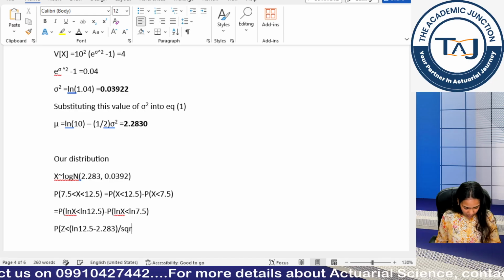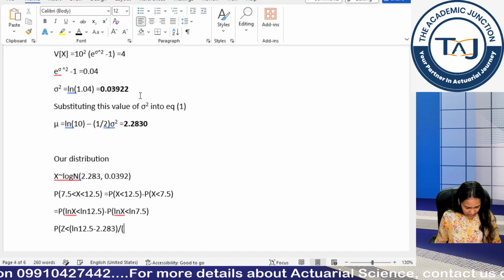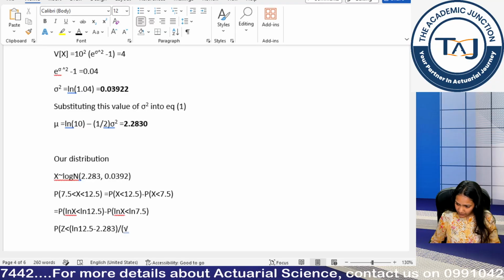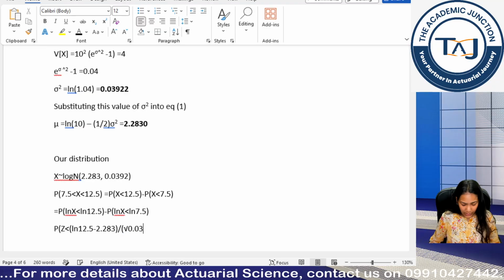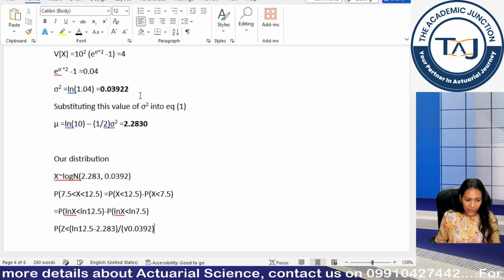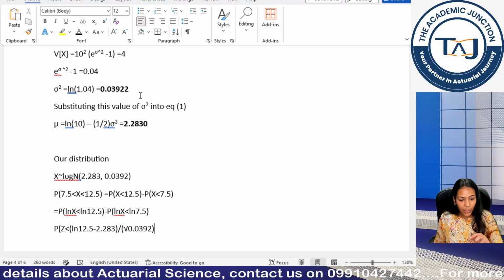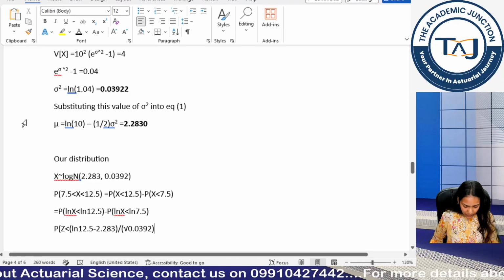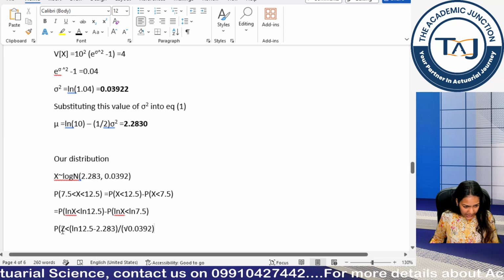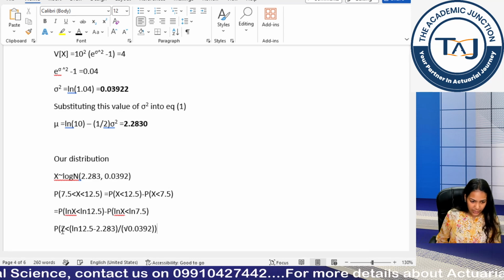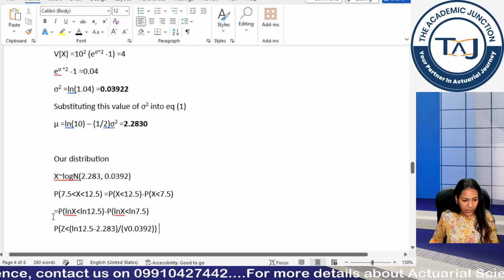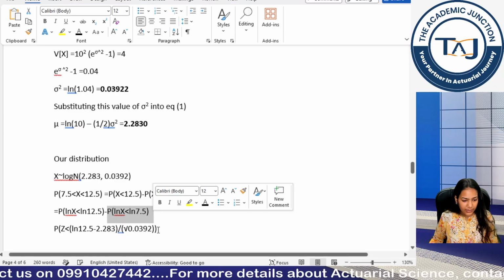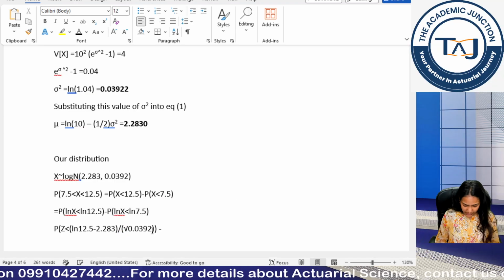So we get square in brackets, then square root, then we have 0.0392, bracket close. This bracket is for the denominator. Now we want the bracket to close for this as well. So brackets close. Okay, this is only for this. Now we have to write the same thing for this. So let's write as minus probability.